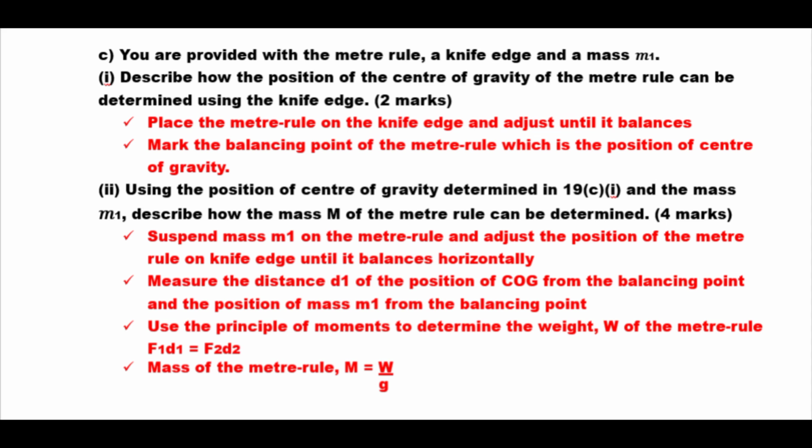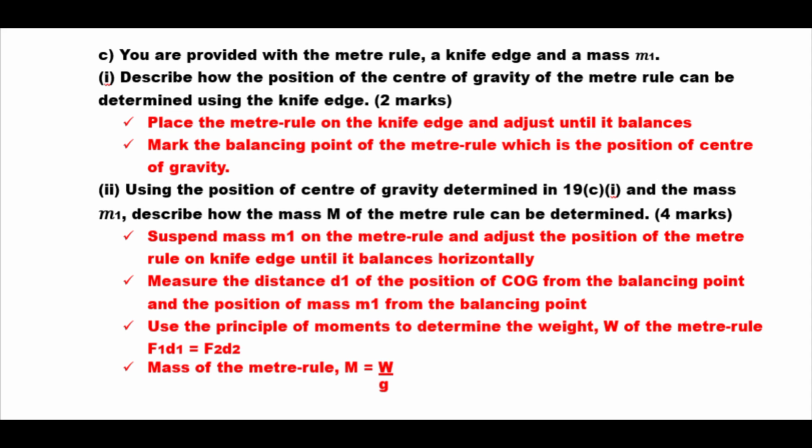So you remember, now you already have a knife hinge and a meter rule balancing horizontally. We have mass m1 and the COG on the other side, so they are balancing, because the weight of the meter rule acts through the COG, and the weight of mass m1 acts through the point where it is. So we have two distances. Measure the distance d1 of the position of COG from the balancing point and the position of mass m1 from the balancing point. Use the principle of moments to determine the weight W of the meter rule. In other words, the principle of moments is F1 d1 equals F2 d2, or the sum of clockwise moments is equal to the sum of anticlockwise moments.